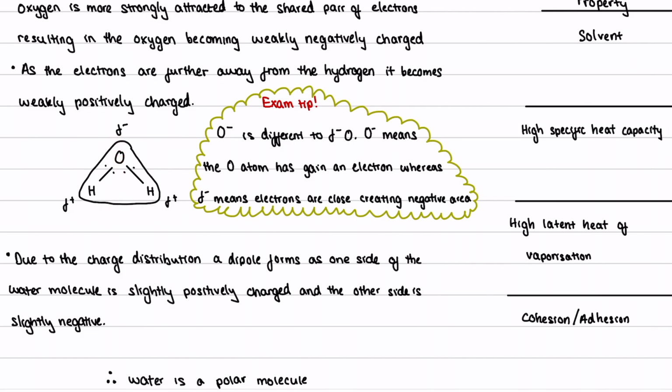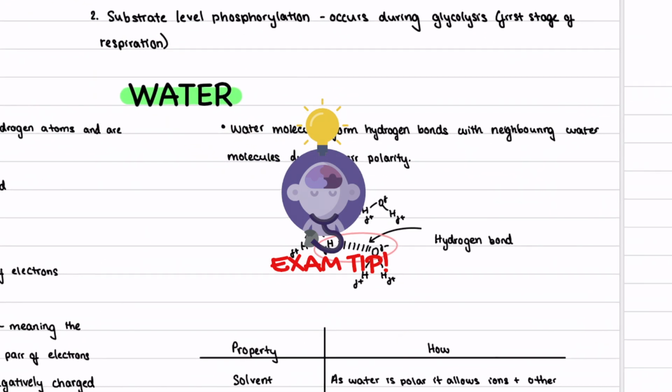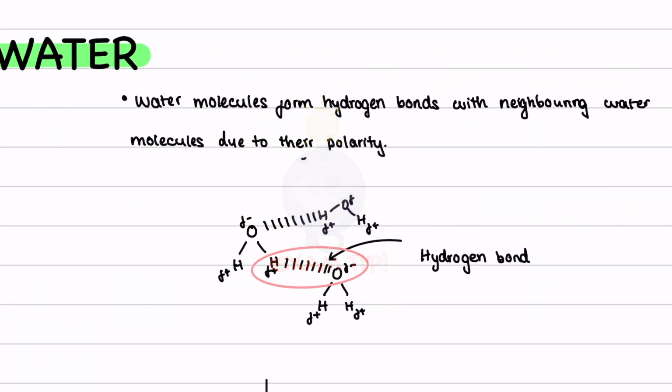Due to the polarity, water molecules form hydrogen bonds with neighbouring water molecules. In your exam, it is important you are able to draw hydrogen bonds between water molecules. You must represent the bond with these specific dashed lines, and show the slightly negative and slightly positive charges on both the oxygen and hydrogen.